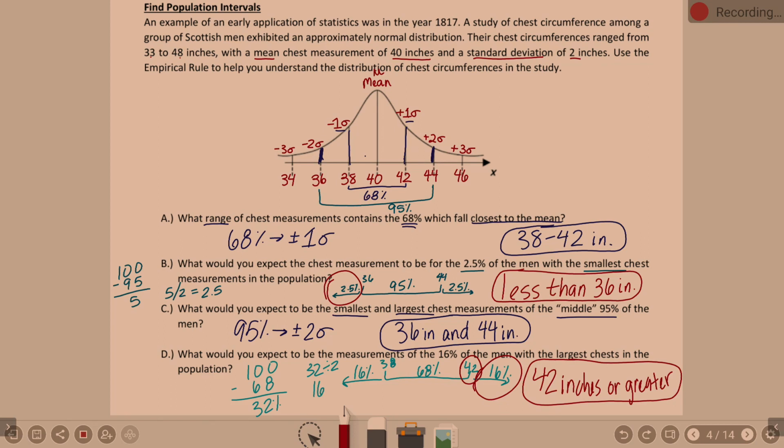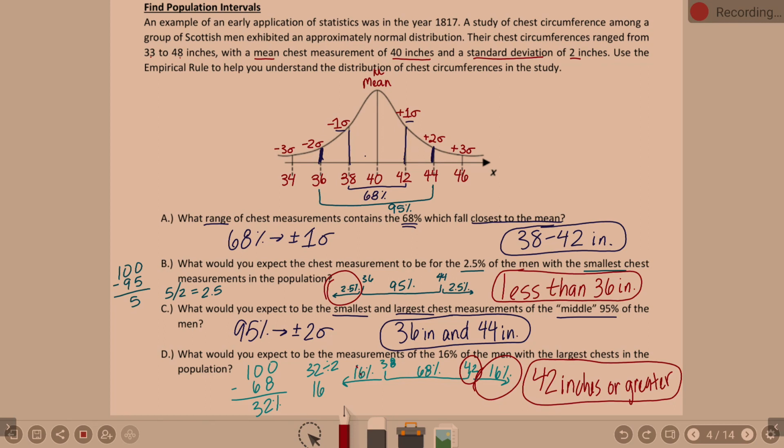How do you know it's the second 16 and not the first 16? It's the largest. Because it wanted the 16% of the men with the largest chest. So now, what does that mean is below 38? Below 38 are the 16% of the men, the smallest 16% of the men. So would that be like 38 or less? That would be 38 or less. Good job, all three. Okay.